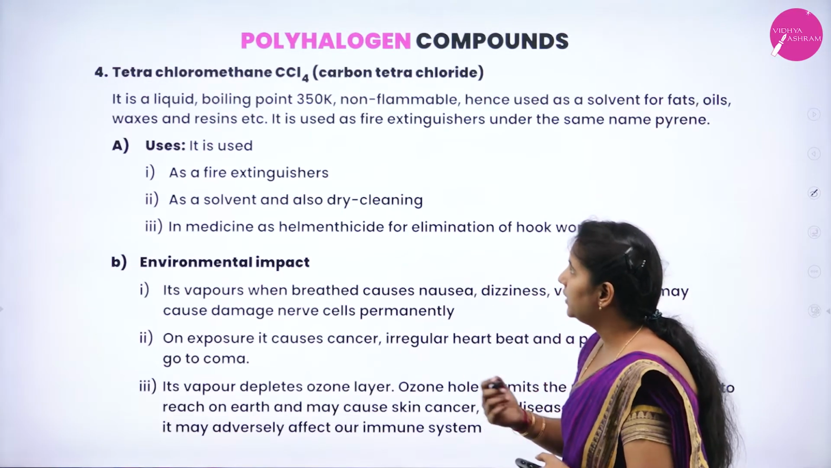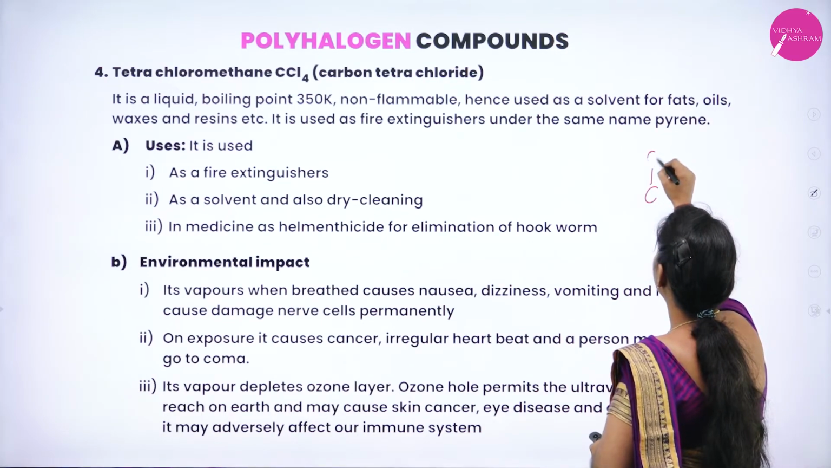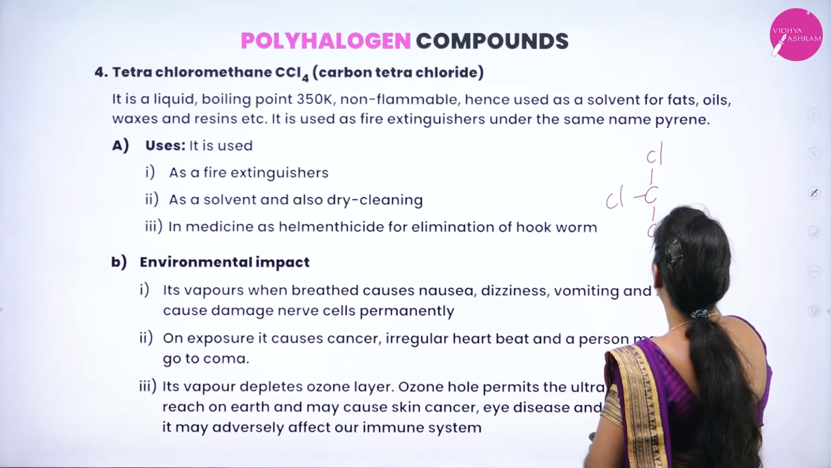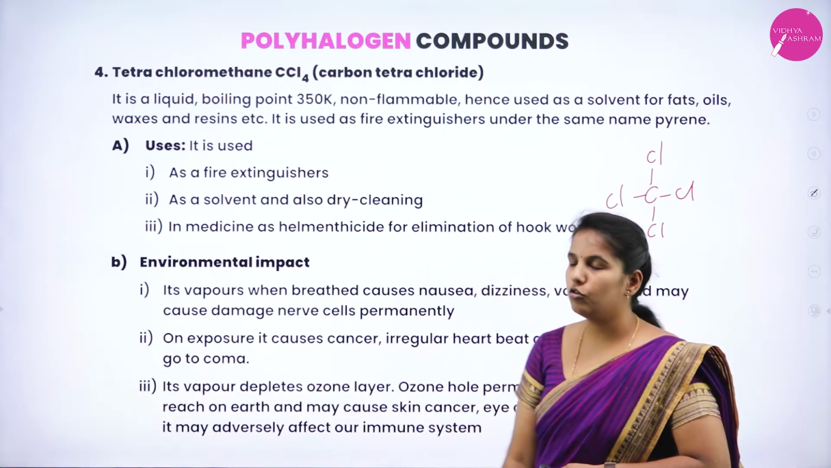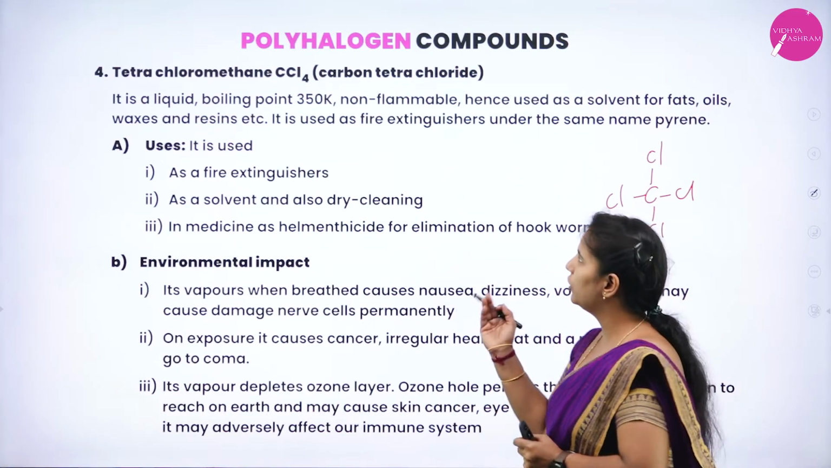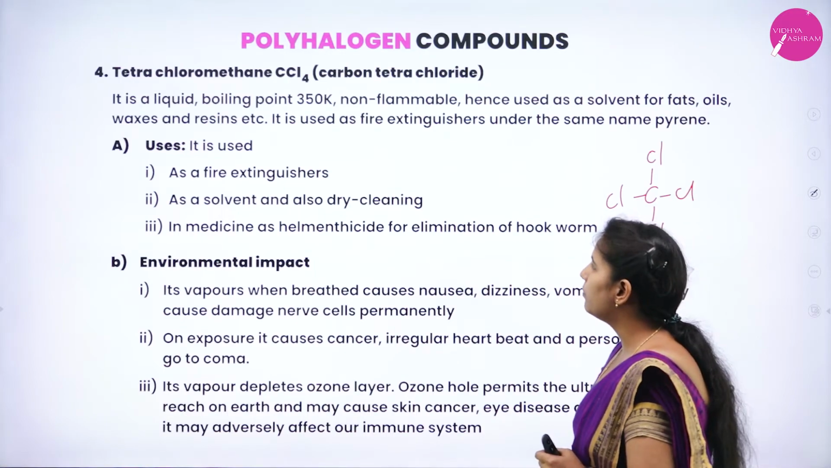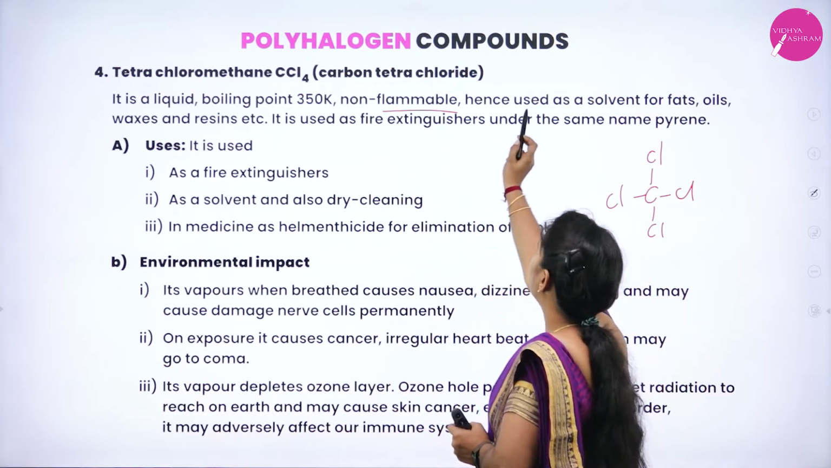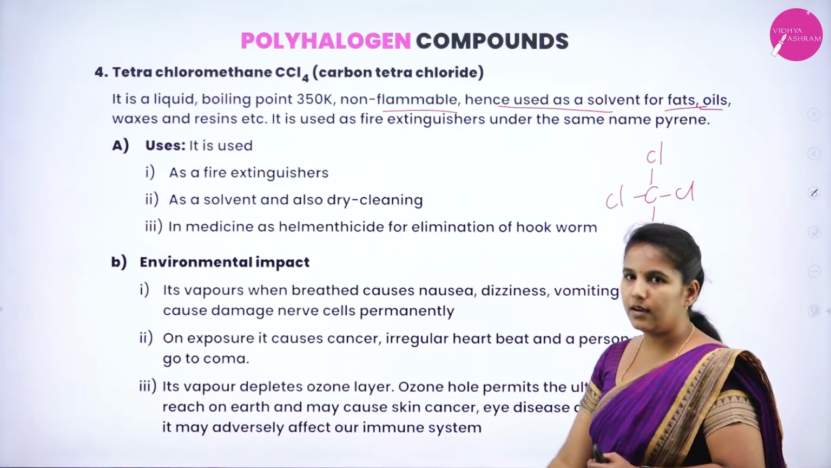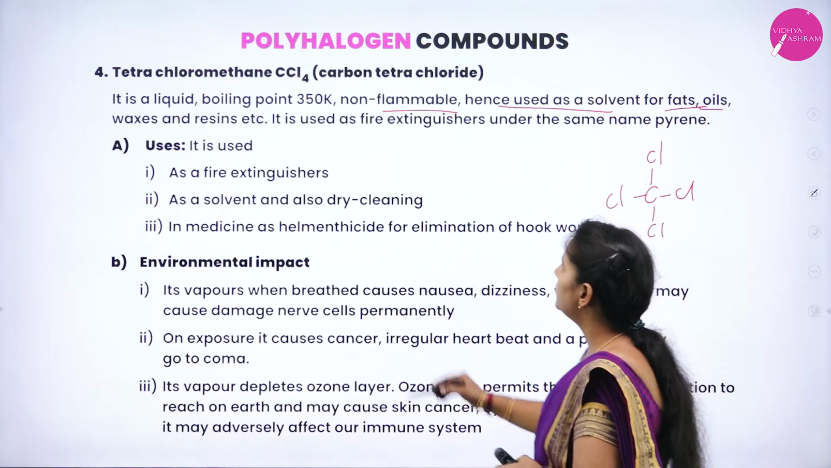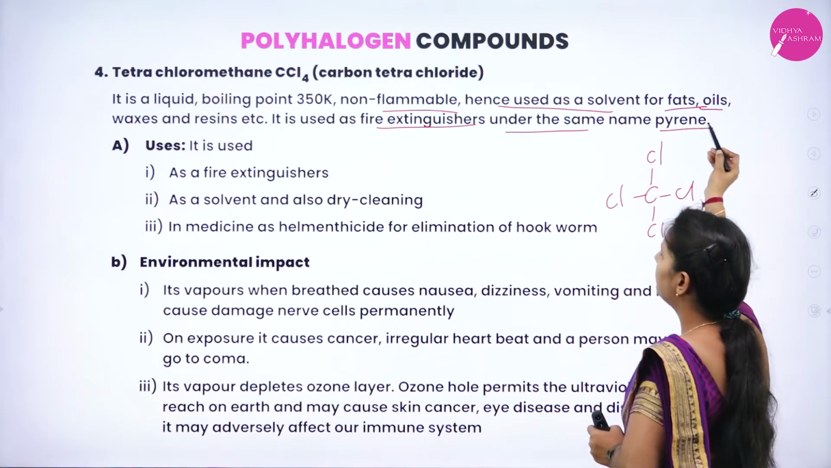Next we have tetrachloromethane, where all the hydrogens have been replaced with chlorine to form tetrachloromethane, or it is CCl4, or you can say carbon tetrachloride also. It is a liquid with a boiling point of 350 Kelvin. It is non-inflammable, hence it is used as a solvent for the fats, oil and waxes and resins also. It is used in fire extinguishers under the name known as pyrene.